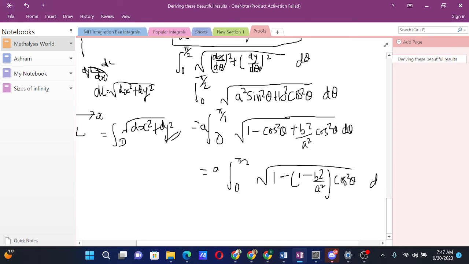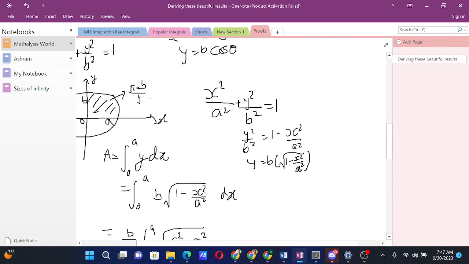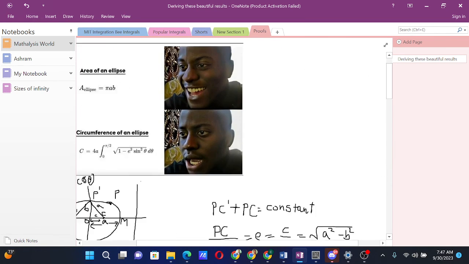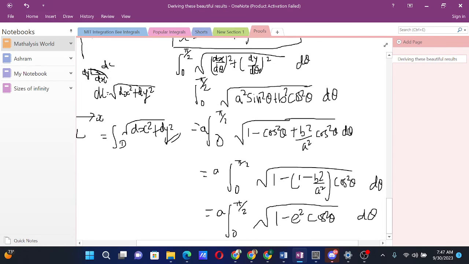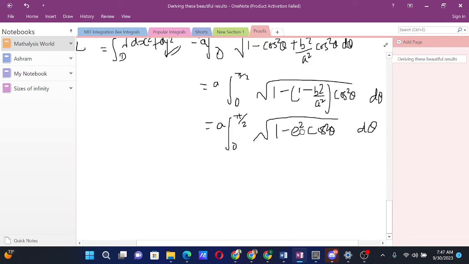So we have this one minus b square by a square, which is just e square. So we have a times the integral from 0 to pi by 2 of the root of 1 minus e square cos square theta, d theta. Now our formula is actually the formula with sine theta. For that, it's actually the same thing, whatever we get.